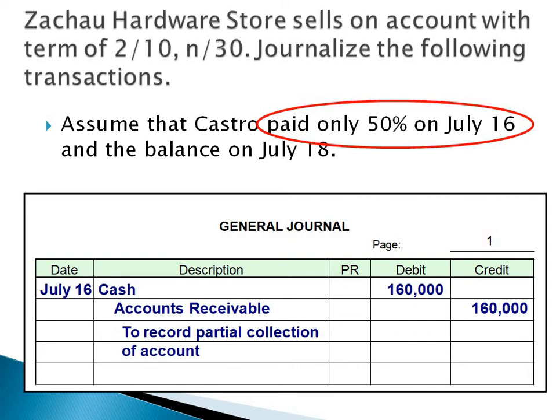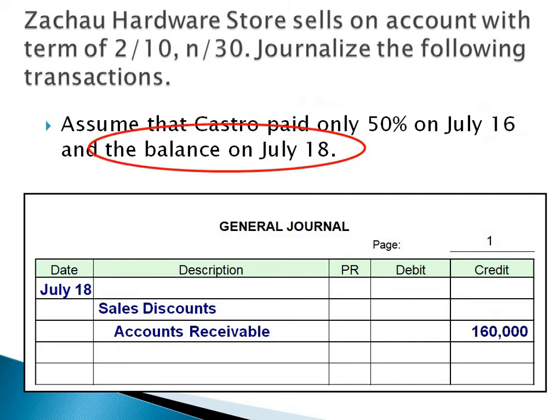That's why the sales discount on July 18 must be 320,000 pesos multiplied by 2% or 320,000 pesos times 0.02 in decimal equals 6,400.